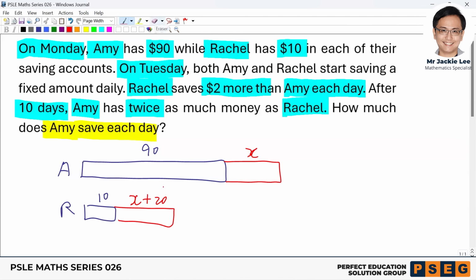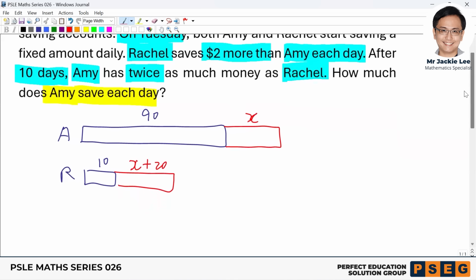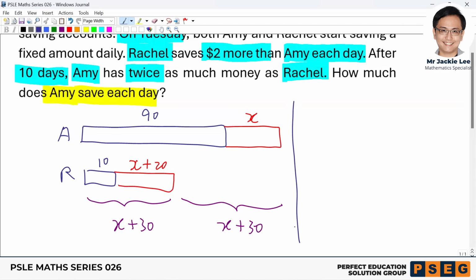So this part altogether will actually form X plus 30. Let's combine together. This one will become X plus 30, am I right? And at that time, Amy's amount will be 2 times Rachel's. So I think this part you expect to be another X plus 30, am I right? Okay, so here we can form a simple equation. So after 10 days, we can form this equation now: 90 plus X equals 2X plus 60, am I right?